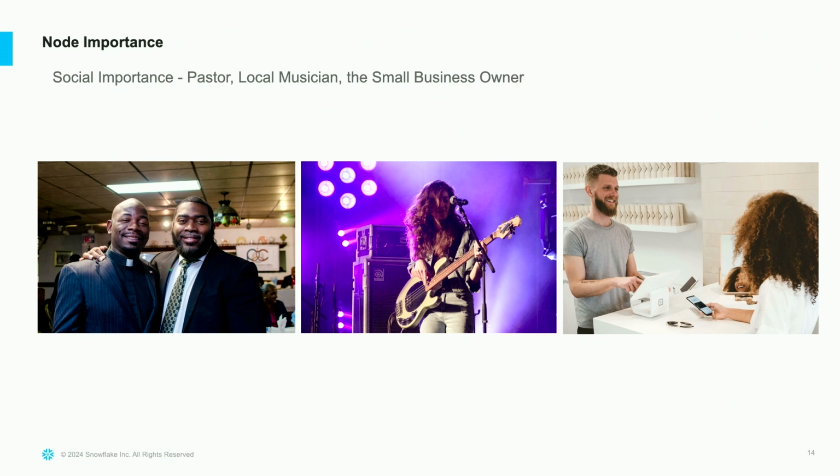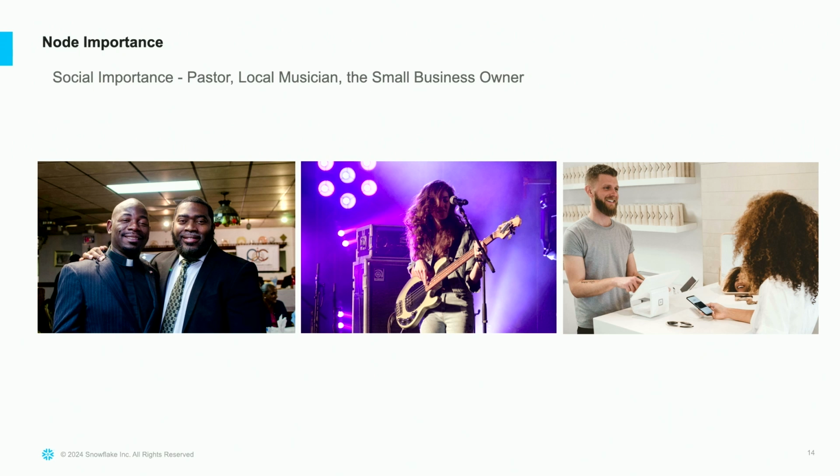So we care about identifying these important nodes, because they are the ones who help create value for the system. By identifying them, we're able to better market to them, better design products for them, and target them more efficiently. That's the main idea.